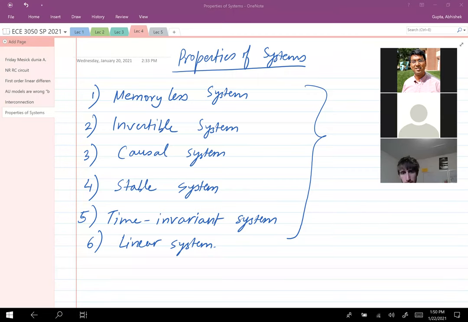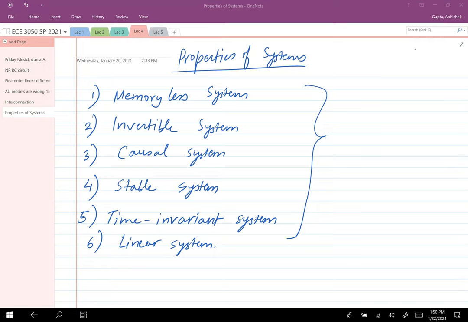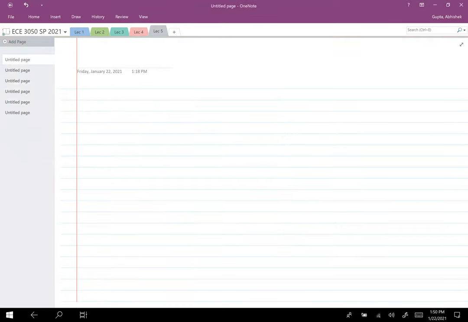All right, so in the previous class, we were discussing different properties of the system. So that's what we will study in a more mathematical manner today. There are six properties of systems, and some combination of these properties is satisfied in a very, very large class of systems. That's why we are studying these properties. Those six properties are memoryless property, invertibility, causality, stability, time invariance, and linearity. So let's go over it one by one.